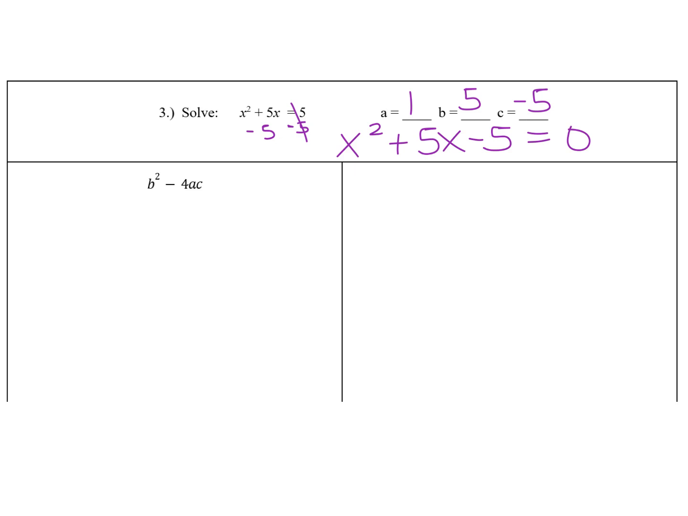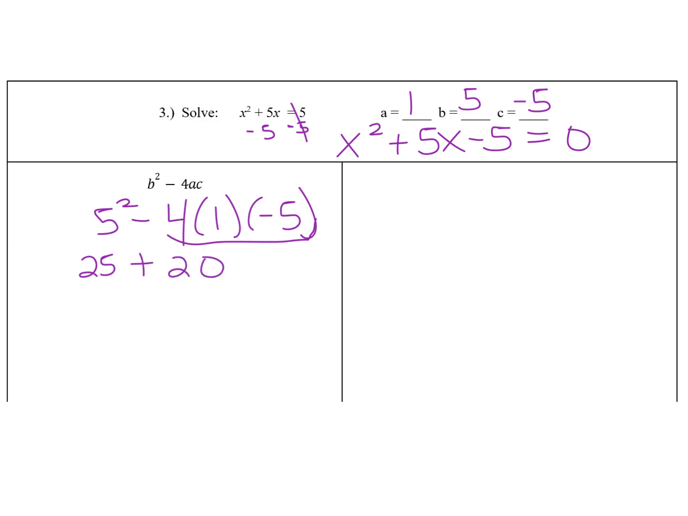So first thing, let's figure out what b squared minus 4ac is. So I'm going to do 5 squared minus 4 times a, which is 1, times c, which is -5. 5 squared is 25 minus 4 times 1 times -5. That is actually -20, but because it's minus -20, it ends up becoming plus 20. So then I get 45. So the discriminant in this case is 45. So that's the number that goes under the radical.